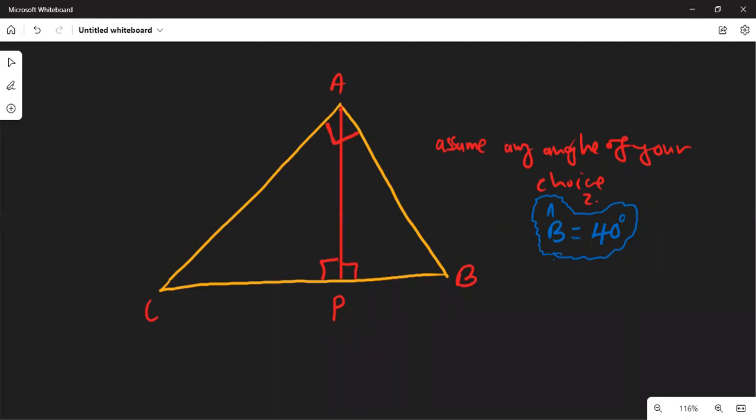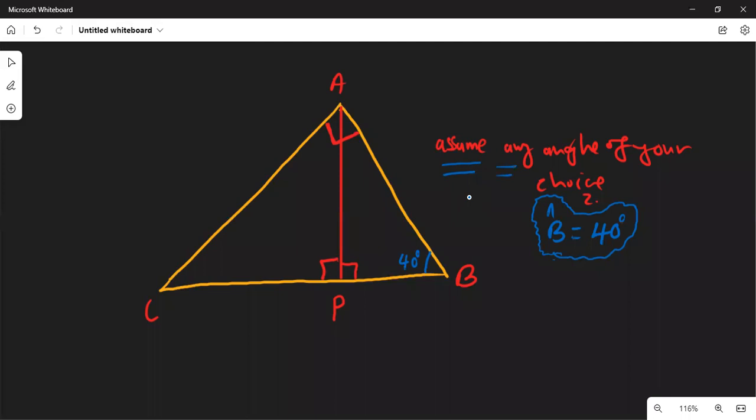Okay, let's put it in our diagram here. This is our B, which is 40 degrees. So always when you are given this type of question, try to attempt using this typical approach and assume. If this is 40 here, let's fill in our diagram now.